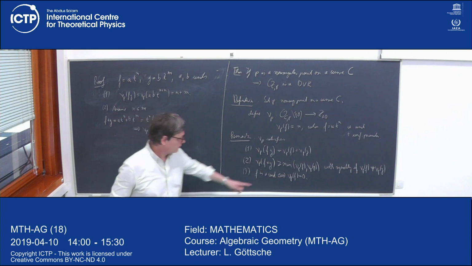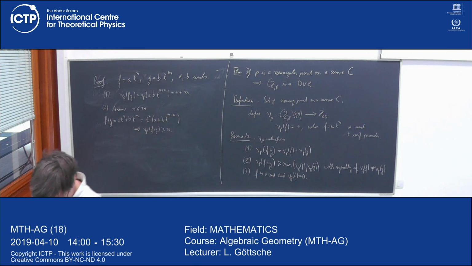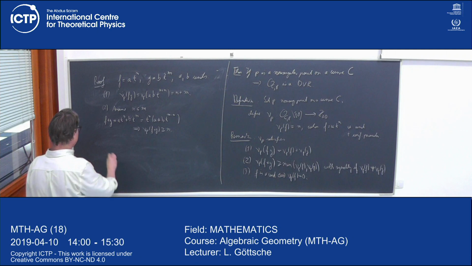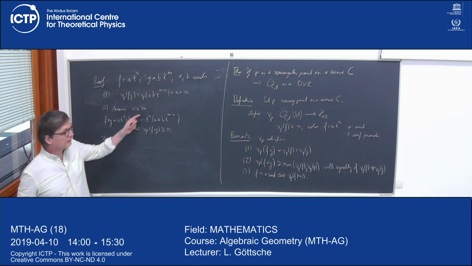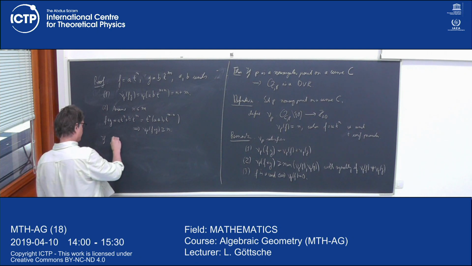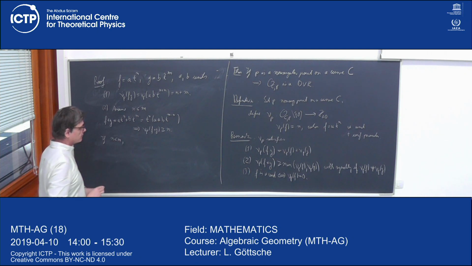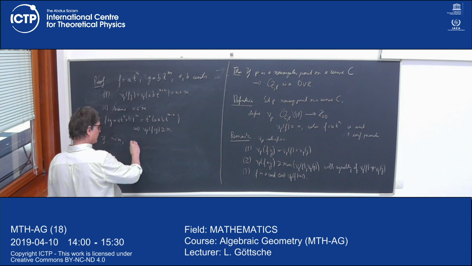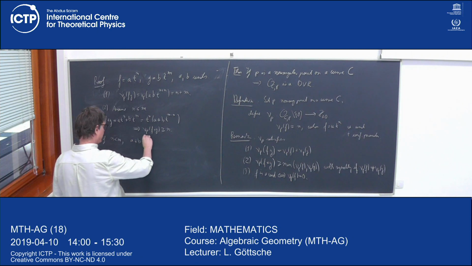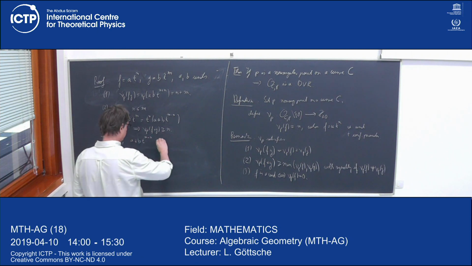Which is the first statement here. And if this inequality is strict, then we get that a, and I claim that a plus b t to the m minus n is a unit.